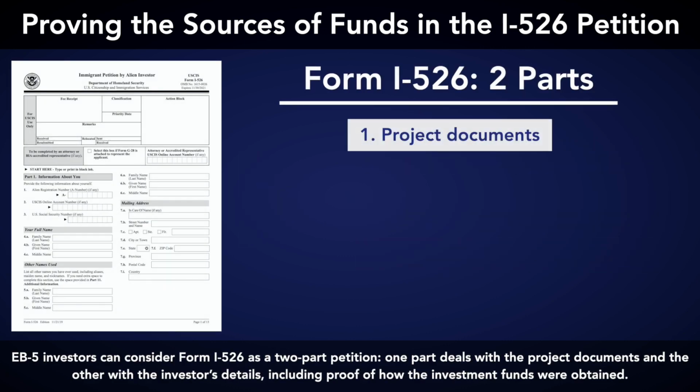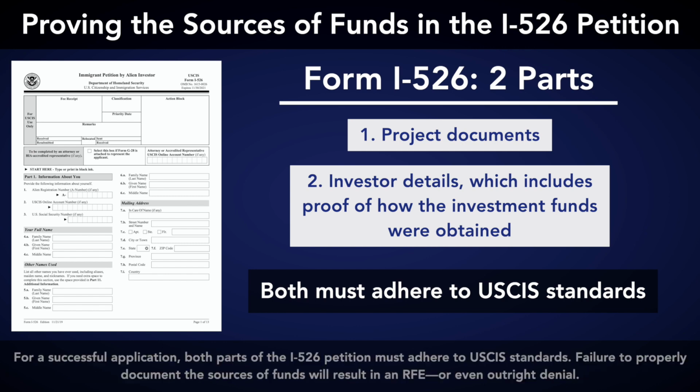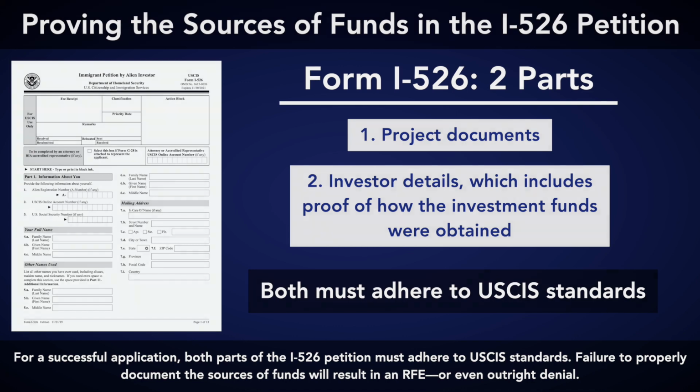EB-5 investors can consider Form I-526 as a two-part petition. One part deals with the project documents, and the other with the investor's details, including proof of how the investment funds were obtained. For a successful application, both parts of the I-526 petition must adhere to USCIS standards. Failure to properly document the sources of funds will result in an RFE or even outright denial.